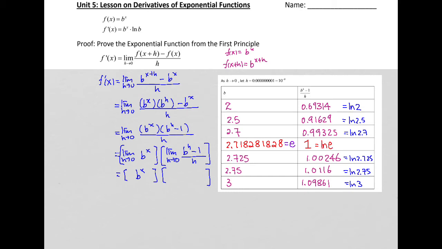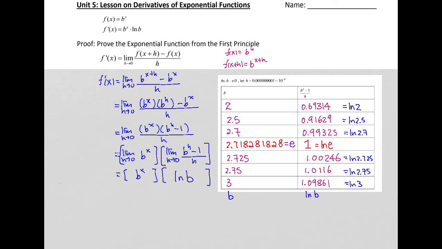This means given any base b, the (b to the power h minus 1) over h can be simplified with ln b as h is approaching 0. So that's filling our equation now. We say the limit as h approaches 0 of (b to the power h minus 1) divided by h will become ln b.